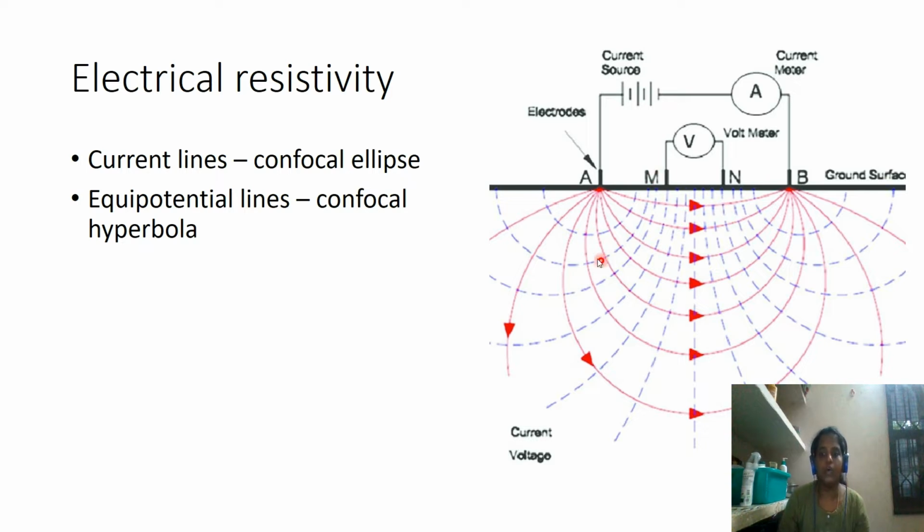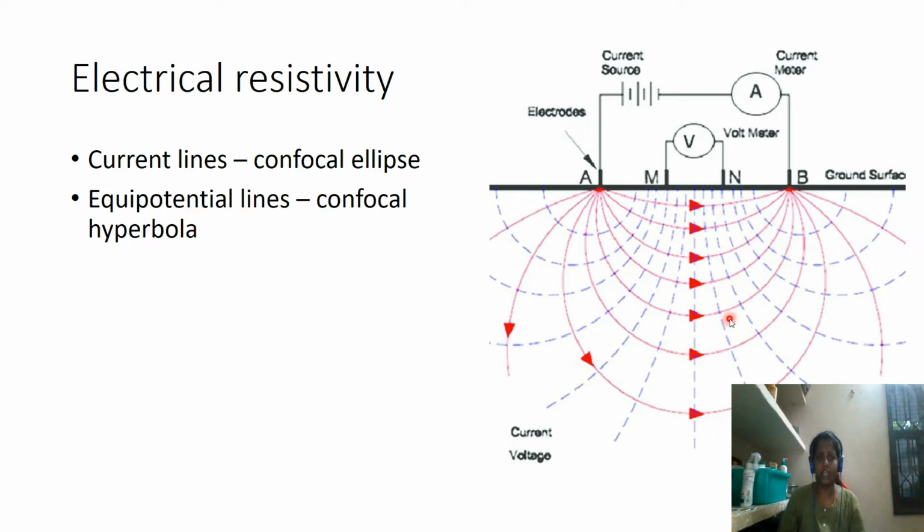Okay, so we'll be having two types of flow lines: current lines and equipotential lines. The current lines, as you can see, are of confocal ellipse shape, whereas the equipotential lines are of confocal hyperbola shape. And they intersect exactly at 90 degrees.